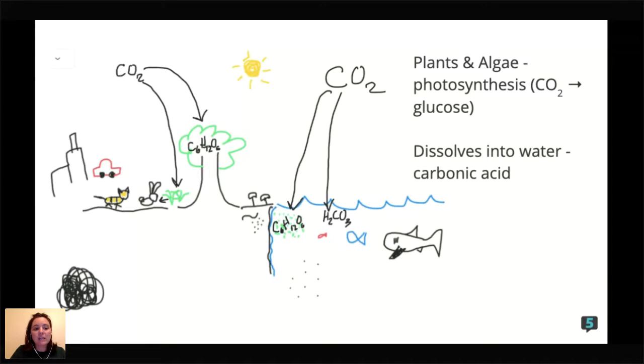So carbon dioxide leaves the atmosphere through photosynthesis a lot of times, and then also just in water, just by regular absorption. So when waves interact with the air, that carbon dioxide will kind of dissolve in the water, and it dissolves into carbonic acid.